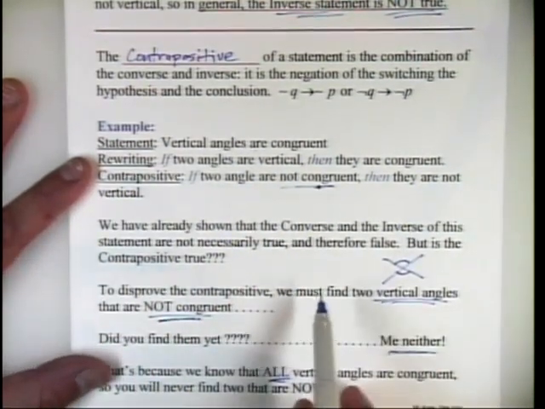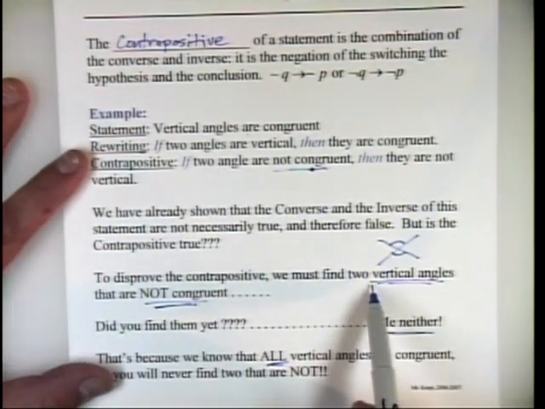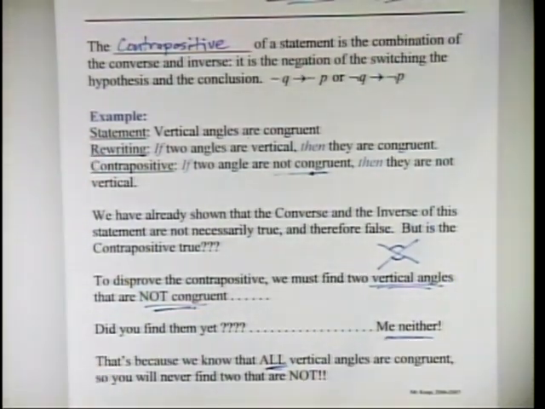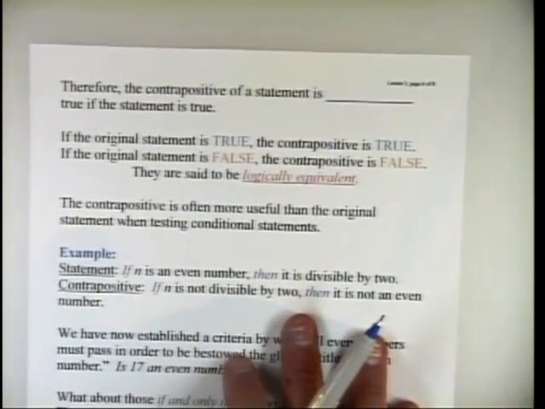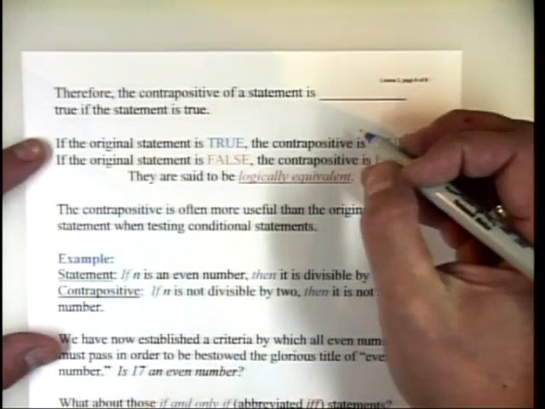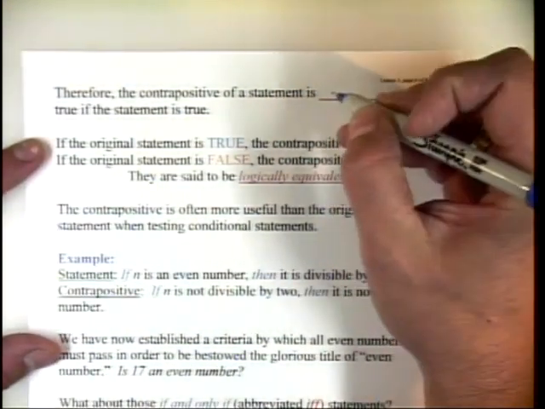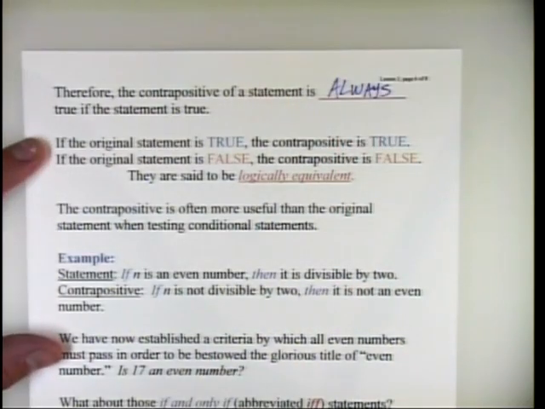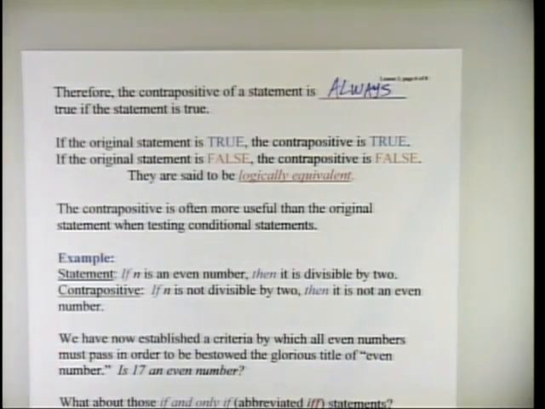So the contrapositive, to disprove it, we're going to have to find two vertical angles that are not congruent, and that's not going to happen because the statement is true. So we can't disprove the contrapositive. Therefore, the contrapositive of a statement that is true is when? Always true. But again, the original statement by the law of detachment has to also be true.